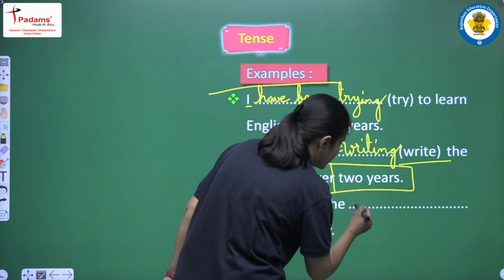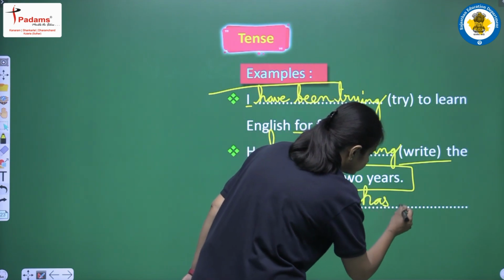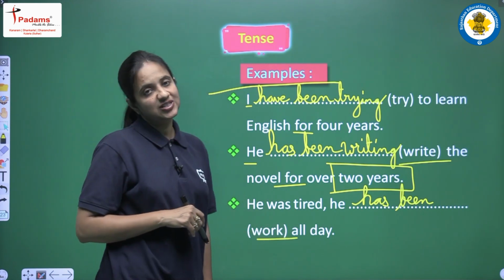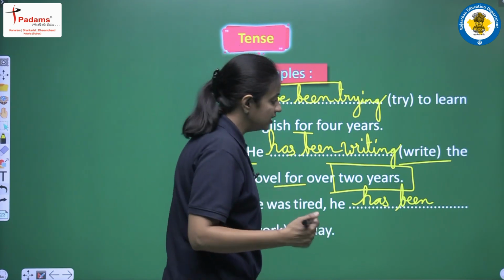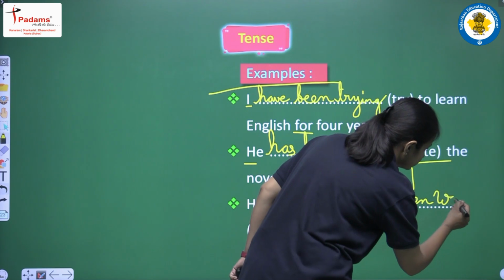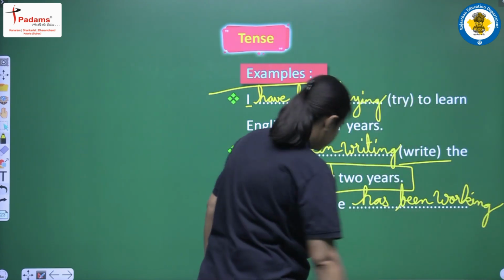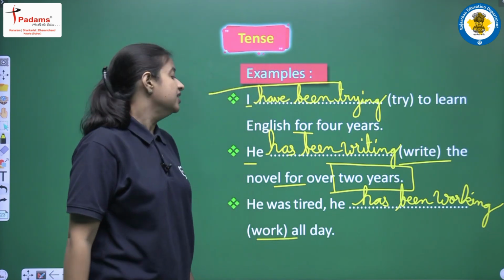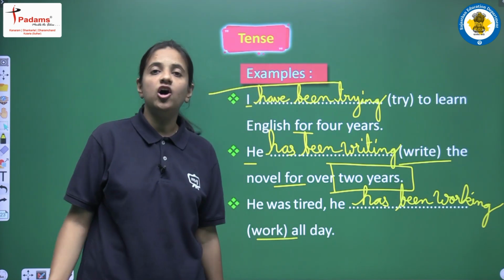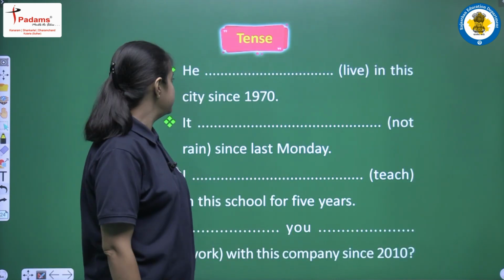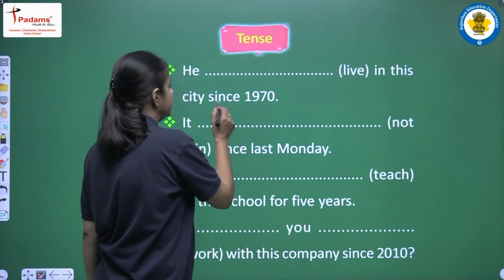So first of all, let's write has been. Main verb we are having work, so just add ing with work, so it will be working. And the sentence will be he was tired, he has been working all day. Clear? Next we are having he lived in this city since 1970.